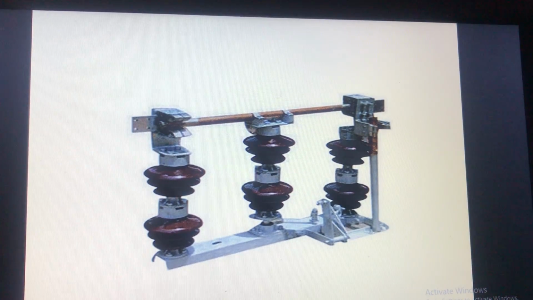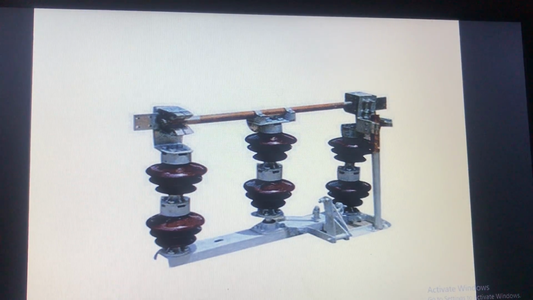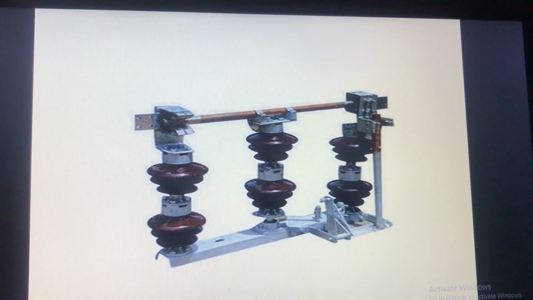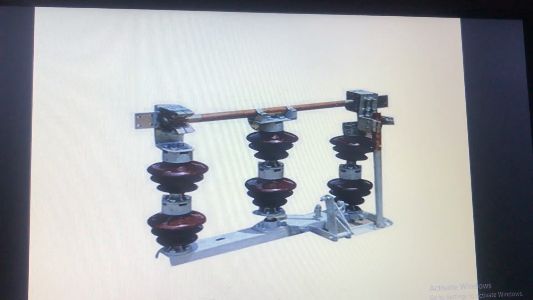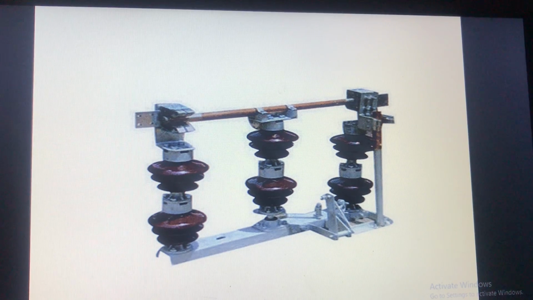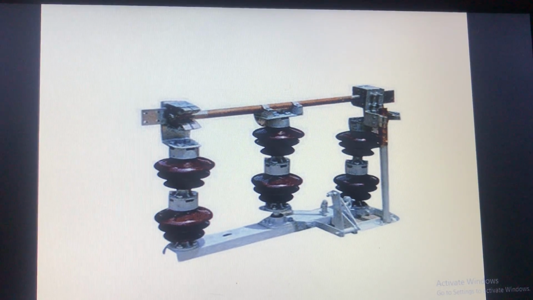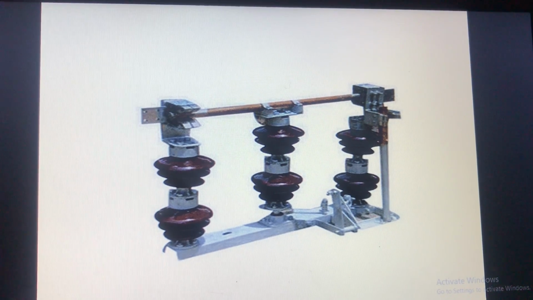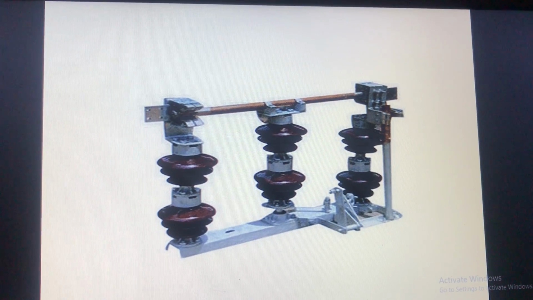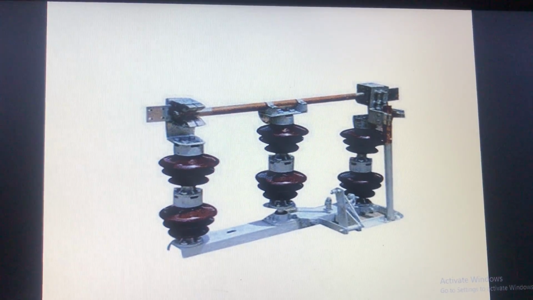So this is the isolator. Two are the fixed contacts on the sides and one is the moving contact. Whenever there is a need for isolation of any section at the substation, it needs to be operated, but only under no load conditions.